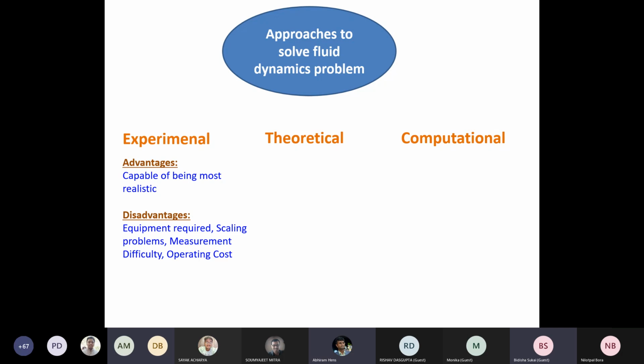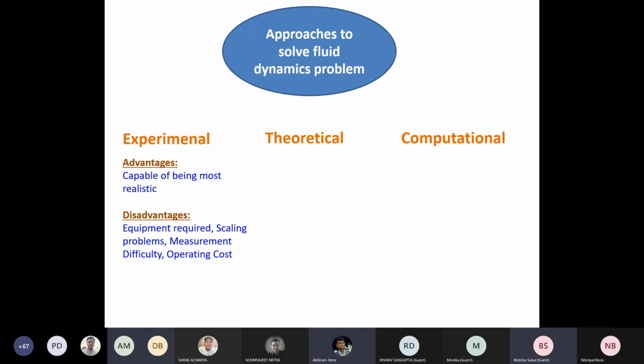Now, how to do it? You have to build an aircraft first with your new design, which is a very costly and time-taking affair. At the same time, if there is some fault in your design, the entire money that you are investing in those experimental studies will be lost. Okay, and there will be some measurement difficulty also. So if you are trying to generate data from a supersonic flight, it is not so easy to get that kind of data experimentally.